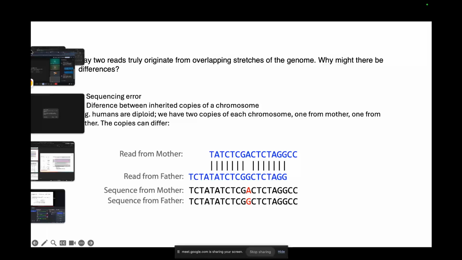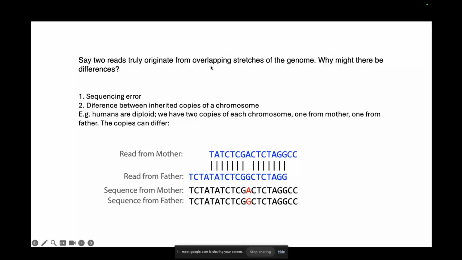So say two reads truly originate from overlapping stretches of the genome. Why might there be differences? There can be two things. One is a sequencing error, or there has been a difference with respect to the inherited copies of the chromosome. Humans are diploid, we inherit one copy from the mother, one copy from the father, and these copies might not be exactly similar. There can be differences in base pairs there. So this is a very good example for that. This is a mother sequence, this is a father sequence, and combined, both of them make the son or the daughter sequence. In that case, in one strand there is a G, and in the other strand there is an A.